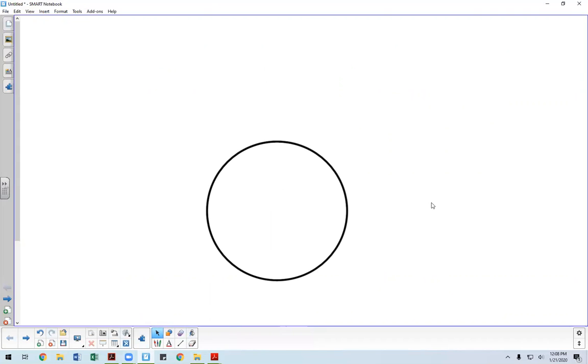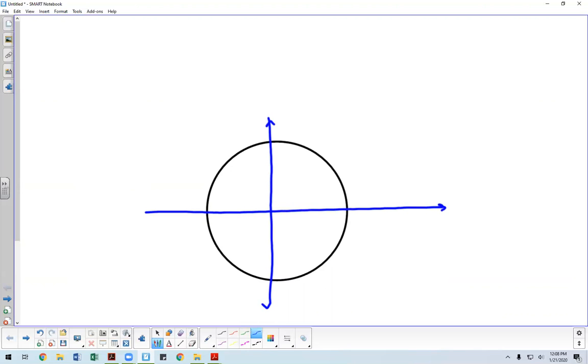So if we think about this as our unit circle, we've got our 1, 0, 0, 1, negative 1, 0, 0, negative 1, right? Just following our points. Okay, so now think about this.